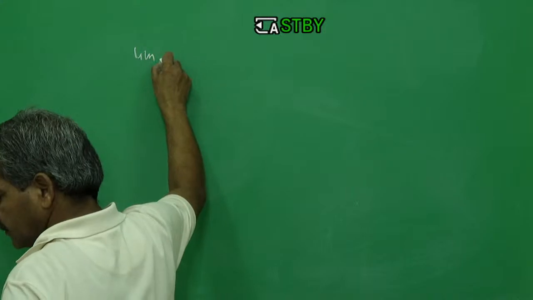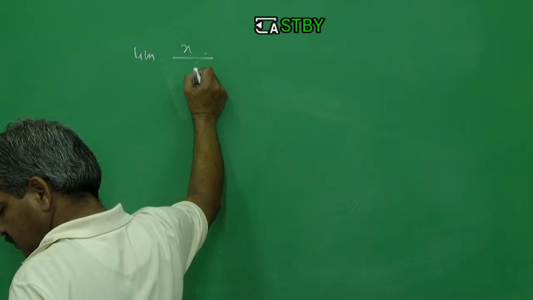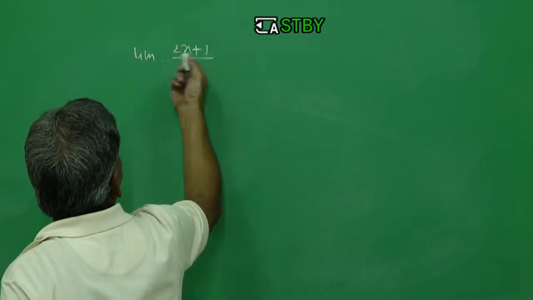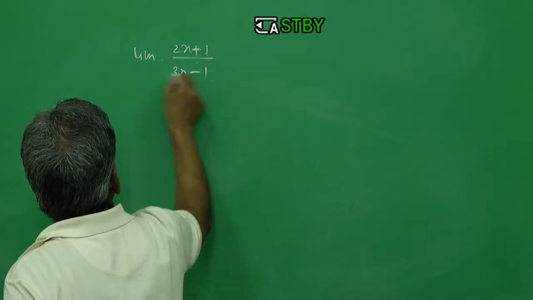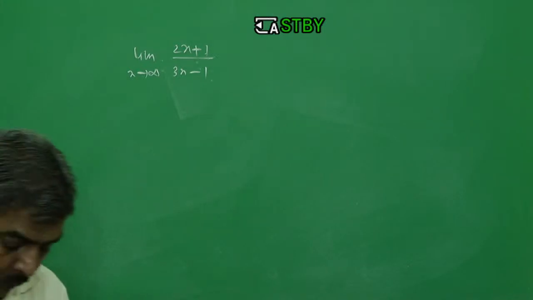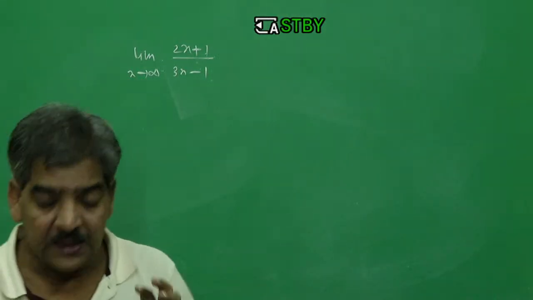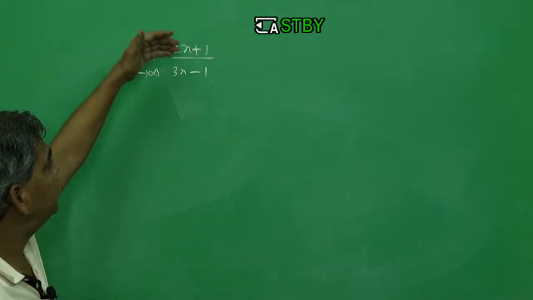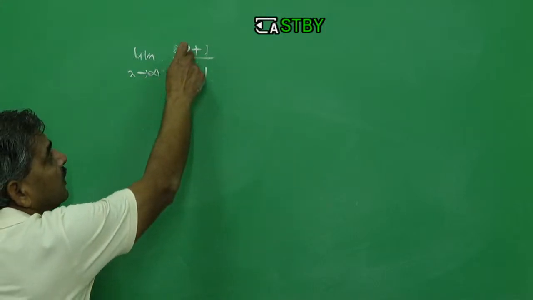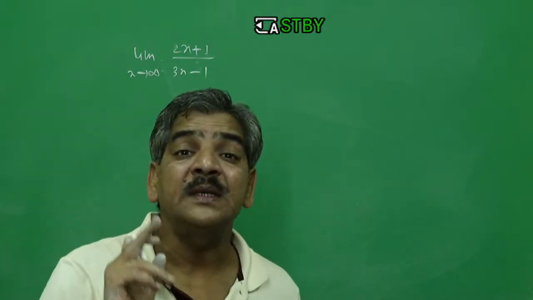Limit of x upon, say, 2x plus 1 upon 3x minus 1, x tends to infinity. अब ये प्रॉब्लम कैसे सॉल्व करना? Here x tends to infinity. In this type of problem, if you put x equal to infinity, this appears as infinity upon infinity. If I put x is equal to infinity, this quantity is infinity, this quantity also infinity. This appears in indeterminate form.